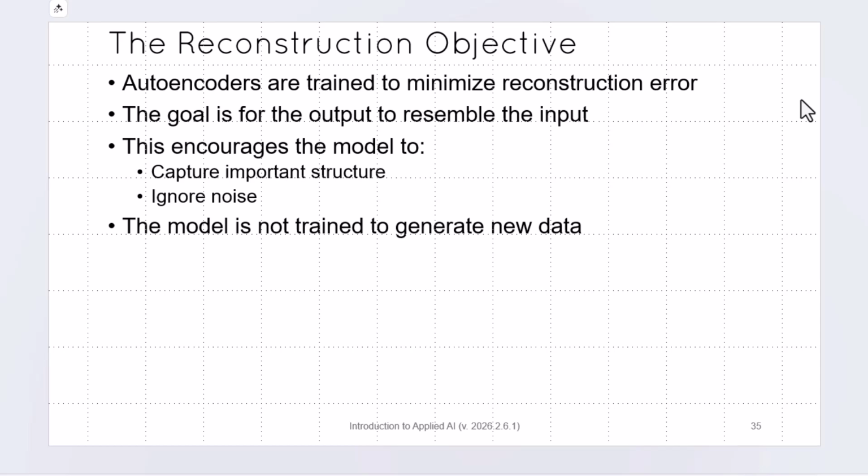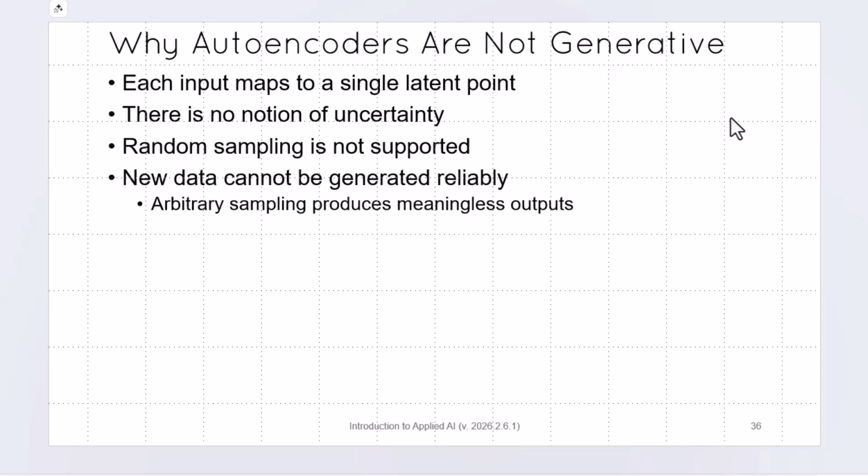The model's not trained to generate new data. Why are autoencoders, specifically just autoencoders, not generative? Each input maps to a single latent point. There's no notion of uncertainty, and random sampling is not supported. New data cannot be generated reliably. Arbitrary sampling produces meaningless outputs.